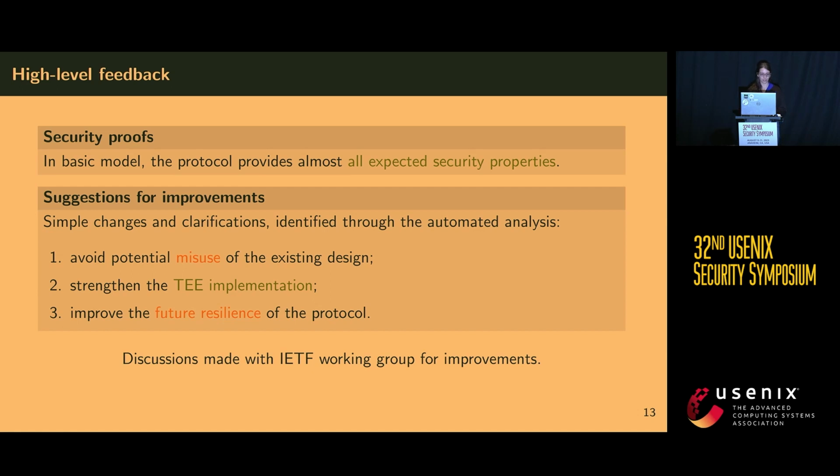Now, a higher level feedback of the things we did. So, as you may remember from the table, in the basic model, the protocol provides almost all expected security properties. So that's good news. But thanks to the further studies that we did by leaking keys and enhancing the adversary model, we were able to show that simple changes and clarifications in the draft may avoid potential misuse of the existing design in the future. It will strengthen the TEE implementation, and it will overall improve the future resilience of the protocol. So discussions were made with the IETF group for improvements.